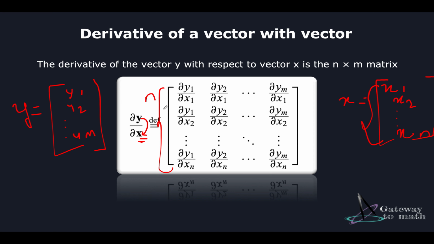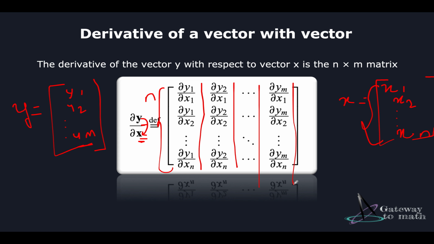Now step 2. Calculate the number of columns in the final output. For this step, we need to find the numerator vector. In del y upon del x, the numerator vector is y. So y has m number of values. So the number of columns in the final output will be m columns.